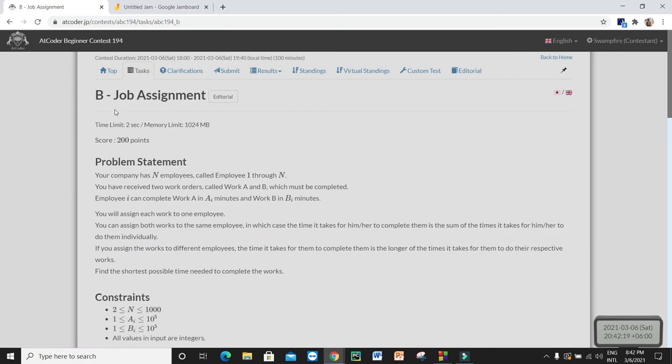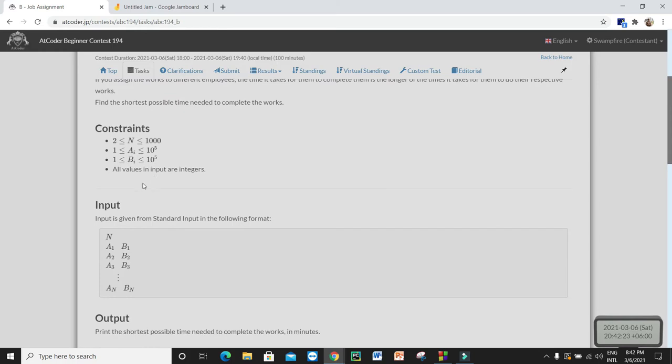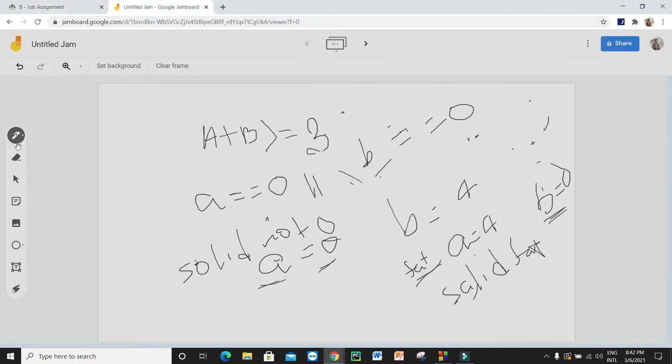The name of the second problem is Job Assignment. I am not reading the problem. You guys have to read it, right? So let's jump into the explanation. Suppose you have a company and the company has N employees, right? And the employees are numbered from 1 to N. Suppose the value of N is 3.